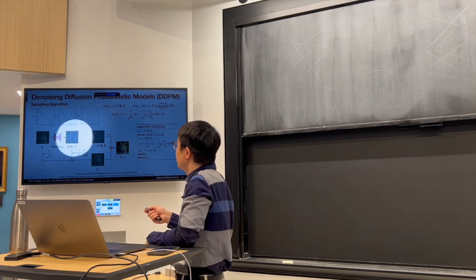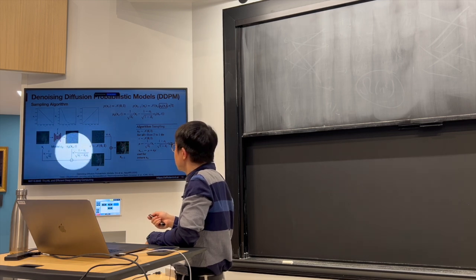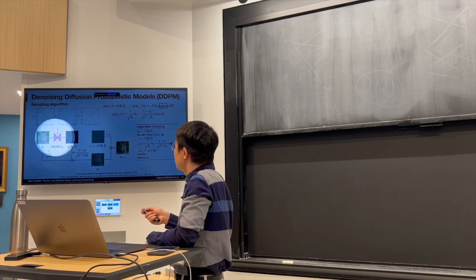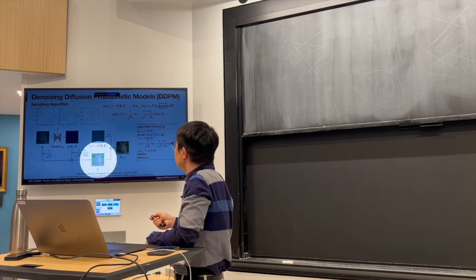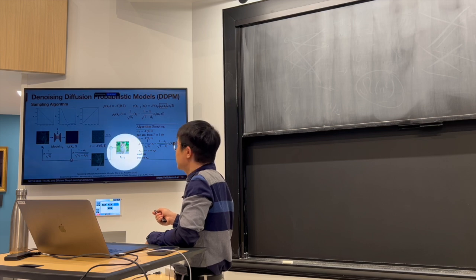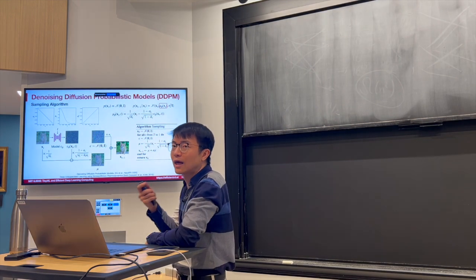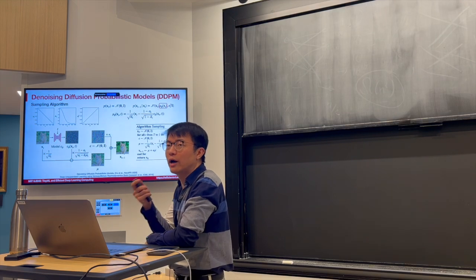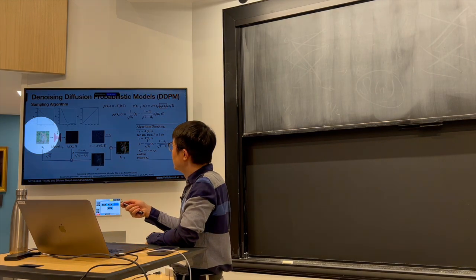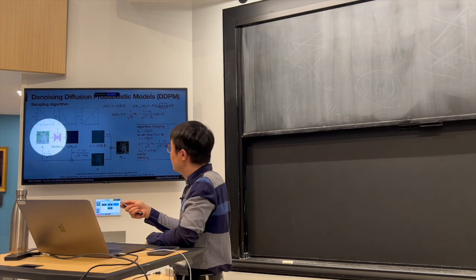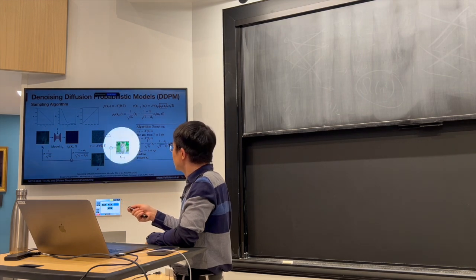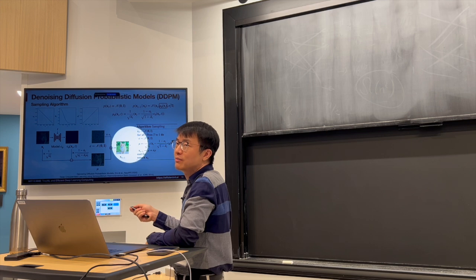What is the noise inside this image? We subtract the noise from the image, with these scaling factors. We subtract the noise from the image and we get a cleaner image. The cleaner image is then added with noise to get the denoised image, xt minus 1. In that way, we complete one iteration from a noisy image xt to a cleaner image xt minus 1.